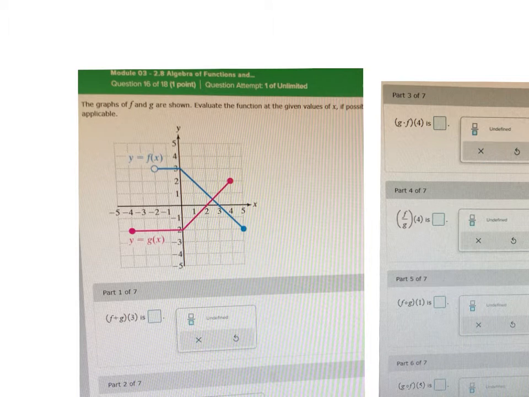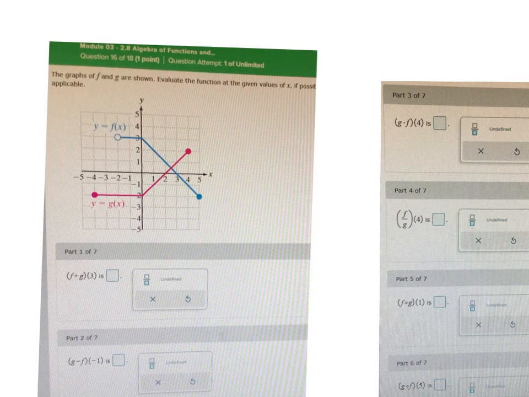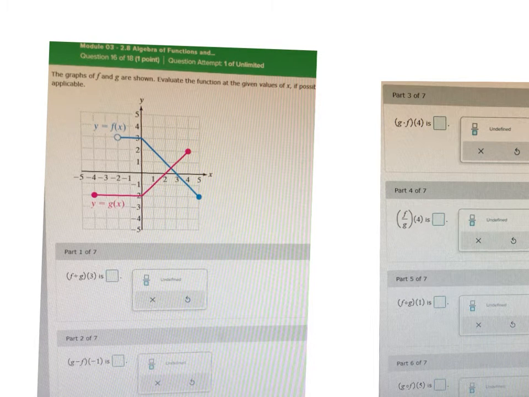For this assignment, we're going to use graphs in order to evaluate some different functions and also look at some of that algebra of functions. So for the very first one that we have here, looking at this graph, it says we want to find f plus g of 3.